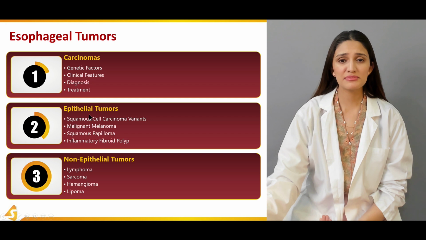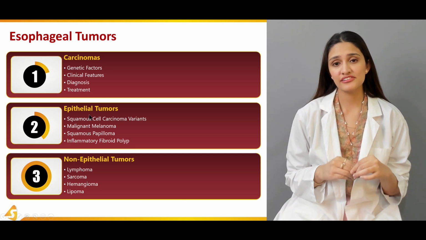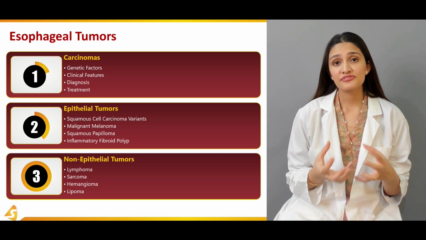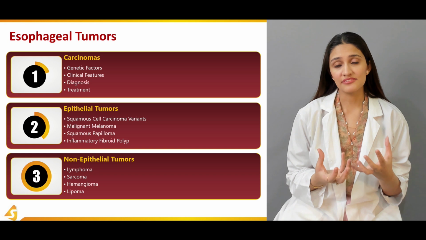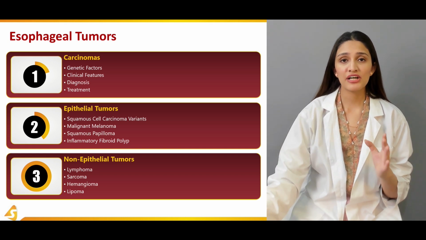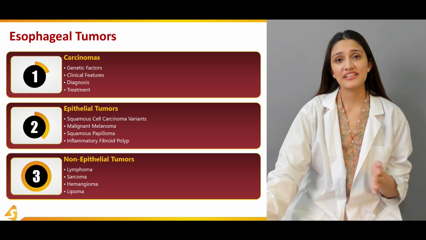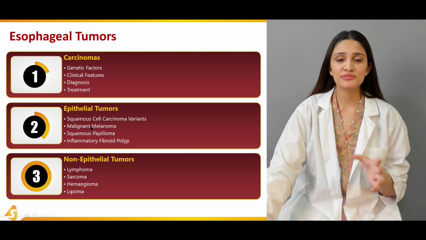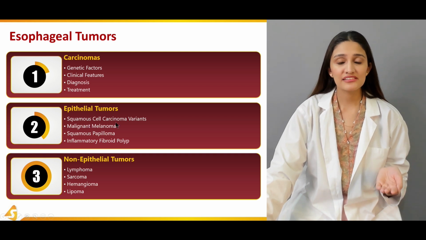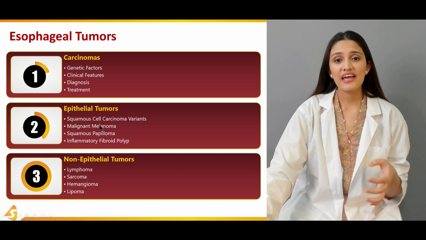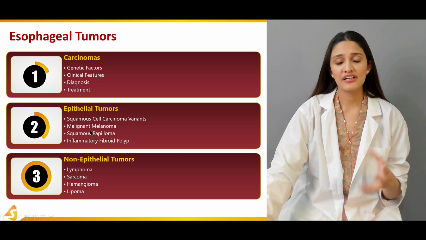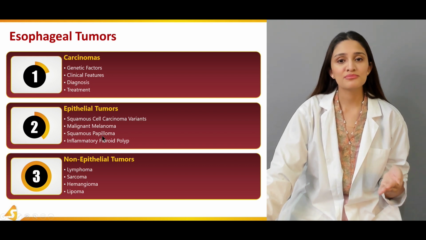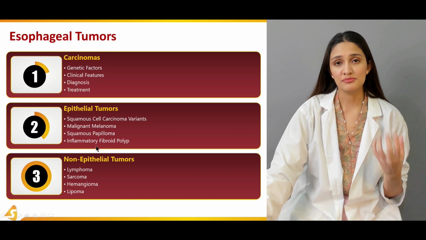In the second section, we'd be studying specifically the epithelial tumors. Epithelial tumors are those tumors that arise from the epithelial surface, from the mucosal surface of the esophagus. We'd be studying the malignant type of epithelial tumors and the benign type of epithelial tumors. The malignant type of epithelial tumors are such as squamous cell carcinoma variants and the malignant melanoma, which are very rare. And for the benign type of epithelial tumors, we'd be studying squamous papilloma and inflammatory fibroid polyp.